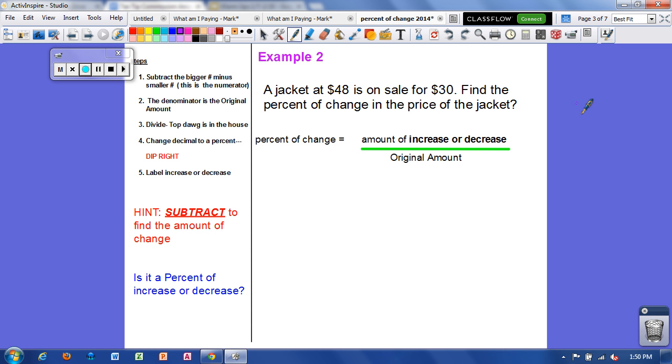All right, example 2. A jacket at $48 is on sale for $30. Find the percent of change in the price of the jacket. All right, so step 1, we want to subtract the bigger number minus the smaller number. 48 is the bigger number, so I'm going to do 48 minus 30, and I get a difference of 18. Now, that's going to be the numerator. So when I come to step 2 and I set up my fraction for division, I'm going to have 18 over the original amount.